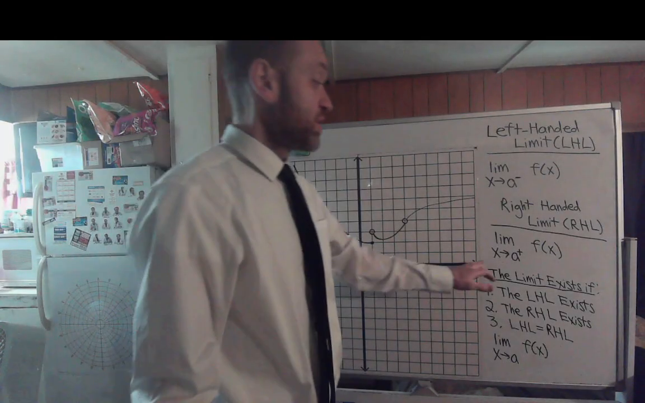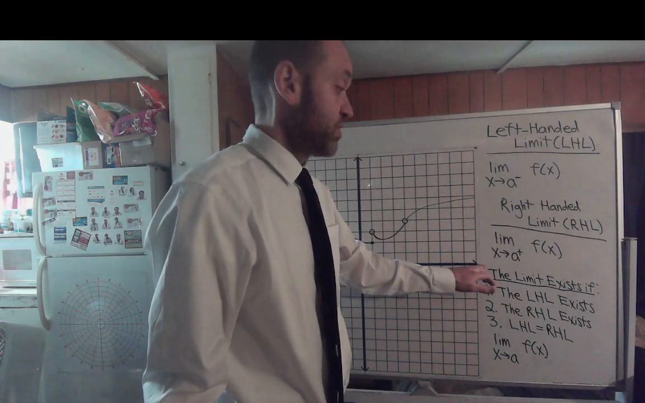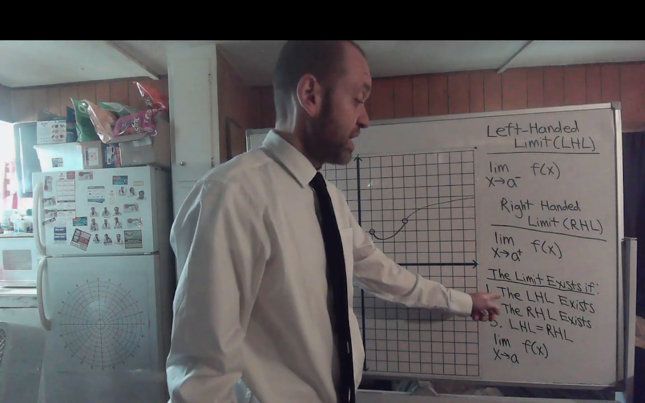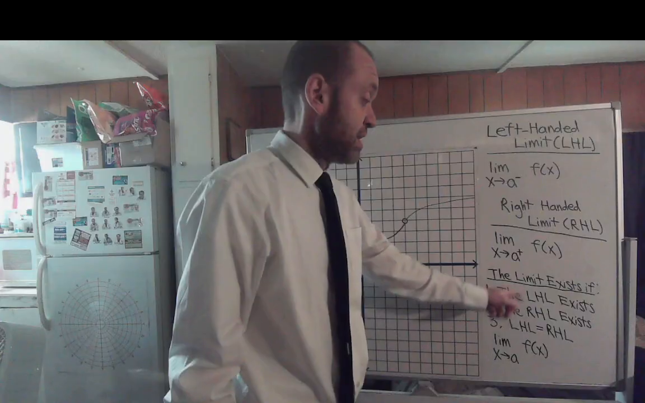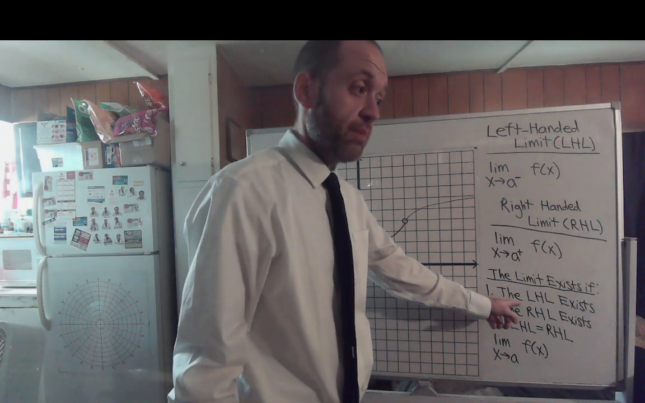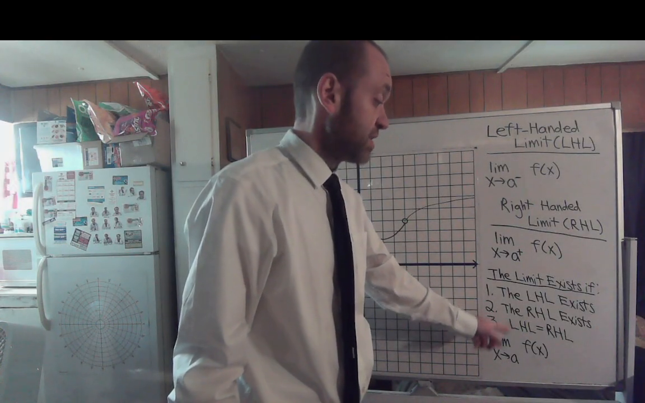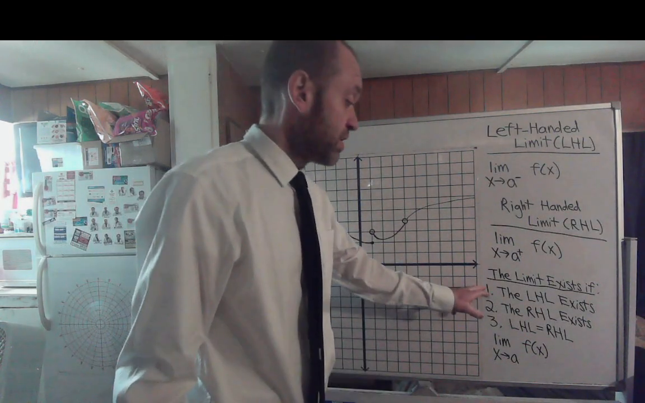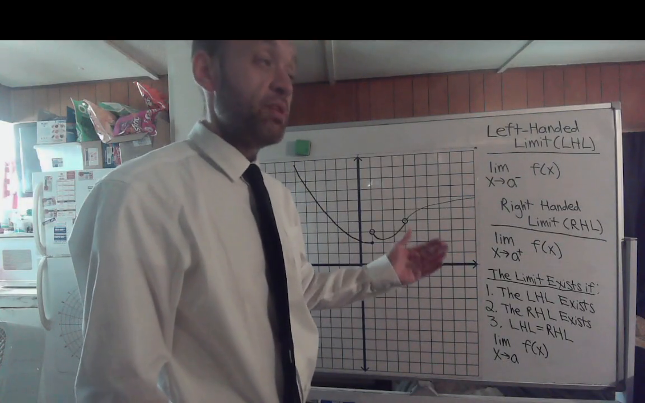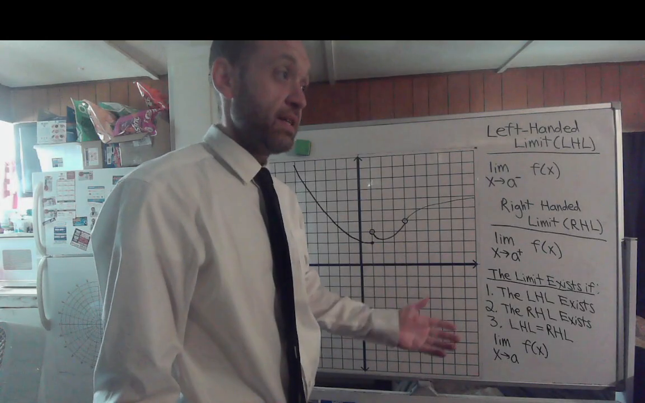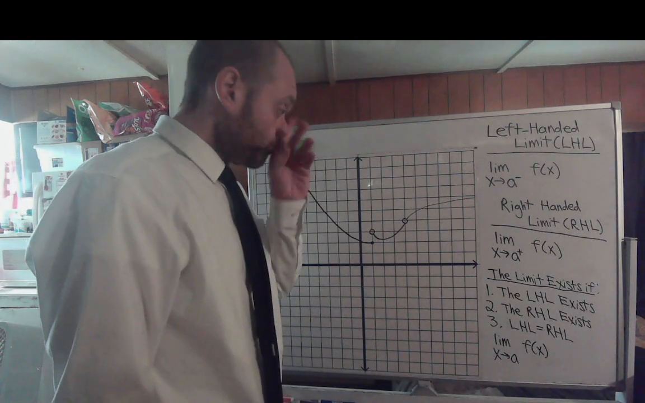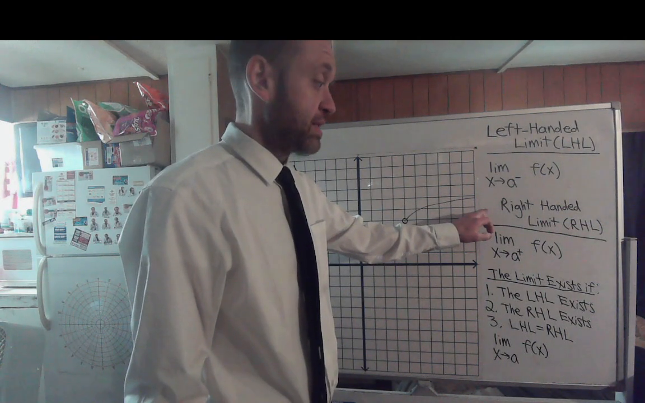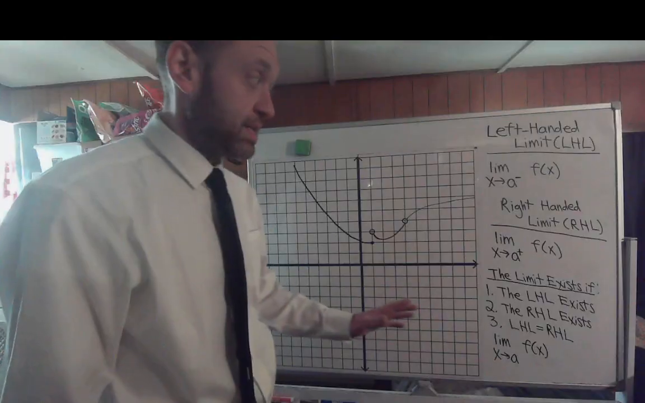Now, in order for the general limit of a function to exist, there are three conditions that must be met. The first condition is the left-handed limit exists. The second condition is the right-handed limit exists, and the third condition is the left-handed limit equals the right-handed limit. If you can show that any one of these three conditions is violated, then you can prove that the general limit does not exist. So there will be times where we can get a left-handed limit and a right-handed limit, but the general limit will not exist.